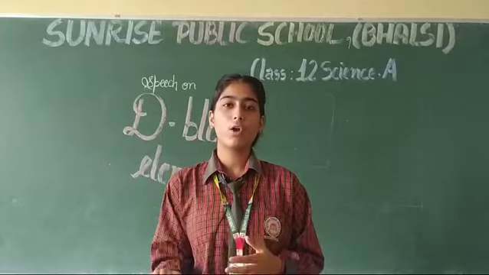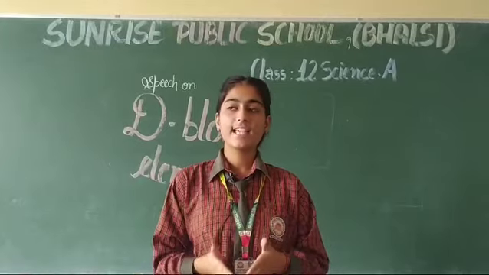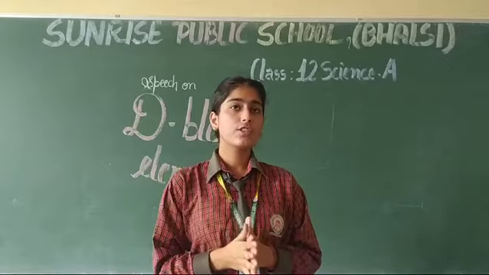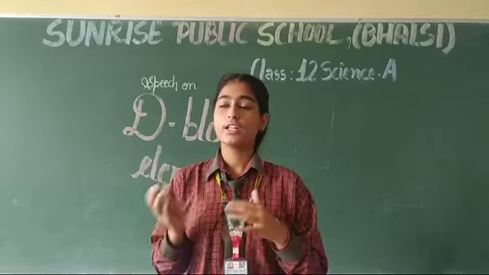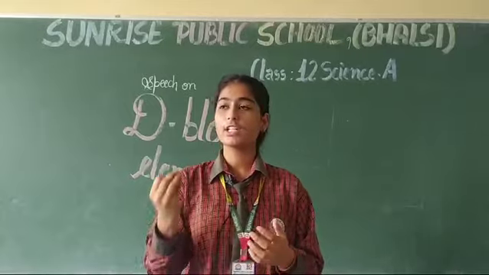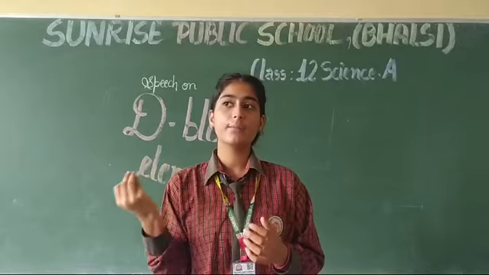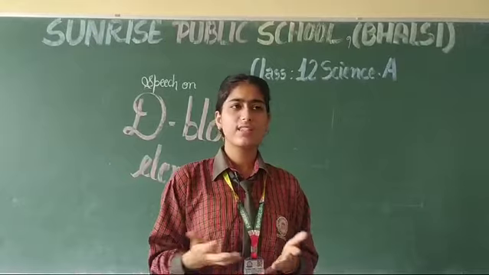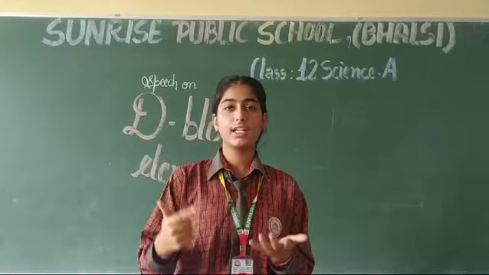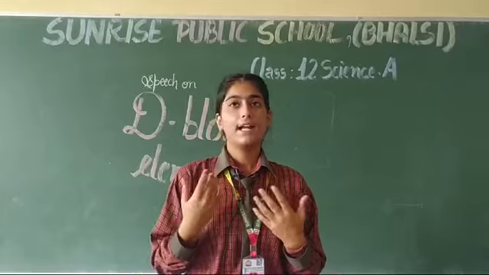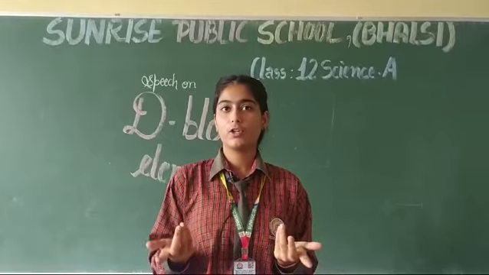Next friends, I will tell you about the melting and boiling points. Except zinc, mercury and cadmium, all the transition elements show high melting and boiling points. The reason behind this is the incompletely filled d orbitals. They have a large number of electrons in their outermost shells, so they also make some covalent bonding. But zinc, mercury and cadmium, as we know, have completely filled d orbitals, so they do not make any covalent bonding and they do not show high melting points.